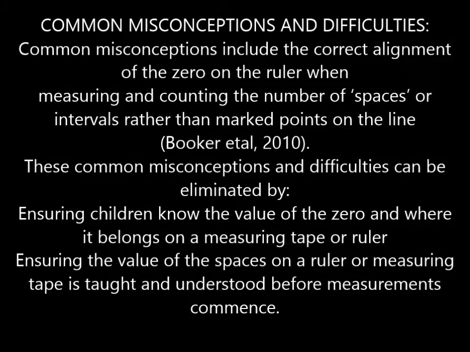Common misconceptions and difficulties. Common misconceptions include the correct alignment of the zero on the ruler when measuring, and counting the number of spaces or intervals rather than marked points on the line. These common misconceptions and difficulties can be eliminated by ensuring children know the value of the zero and where it belongs on a measuring tape or ruler, and ensuring the value of the spaces on a ruler or measuring tape is taught and understood before measurements commence.